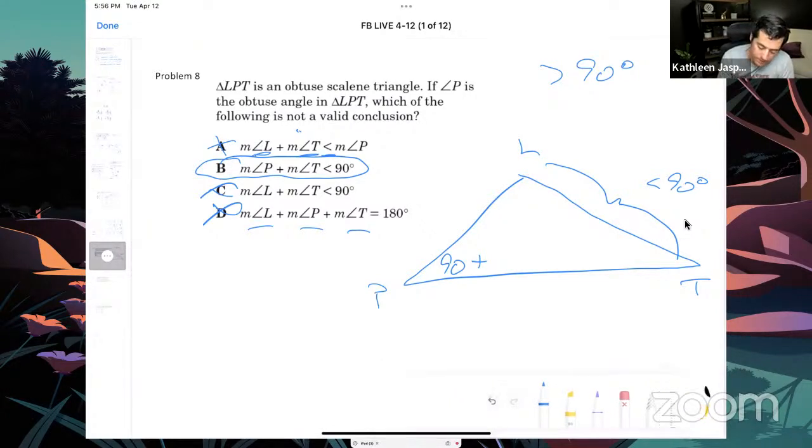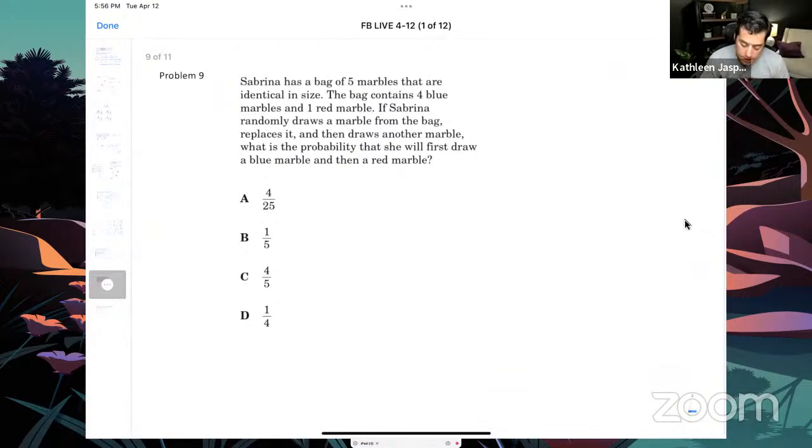Okay, all right. Question 9. Sabrina has a bag of 5 marbles that are identical in size. The bag contains 4 blue marbles and 1 red marble. If Sabrina randomly draws a marble from the bag, replaces it, and then draws another marble, what is the probability that she will first draw a blue marble and then a red marble?